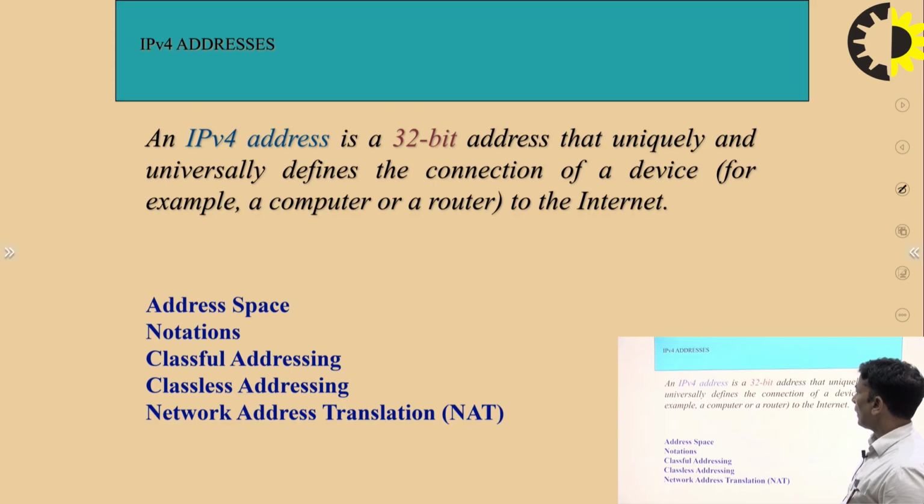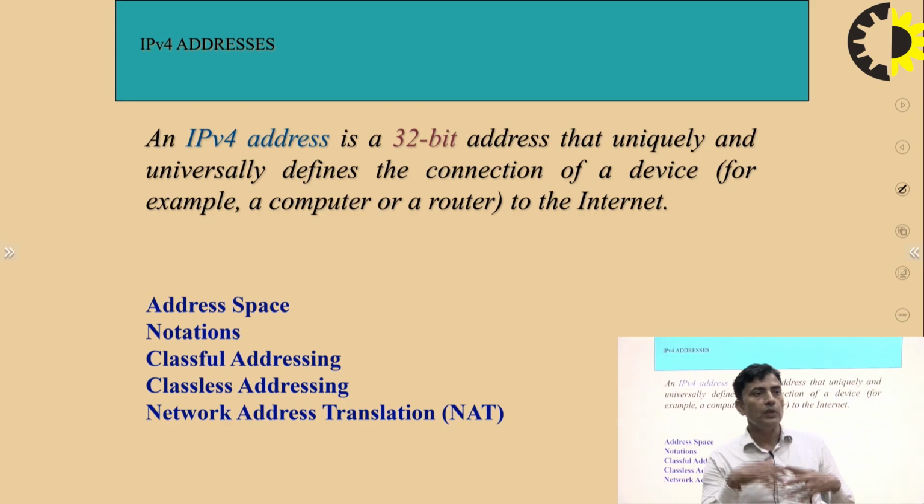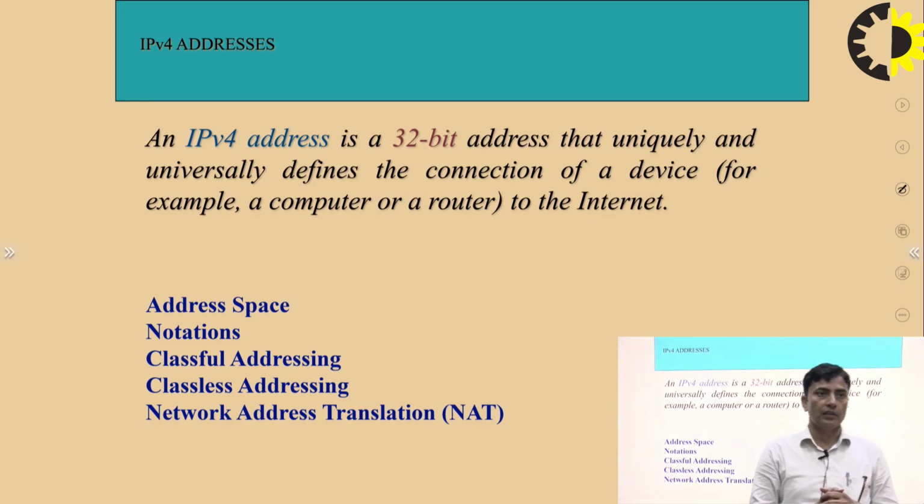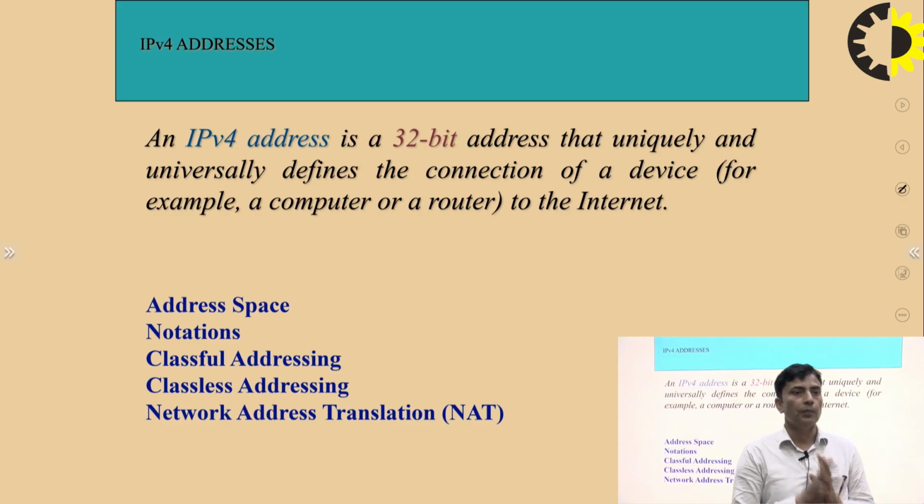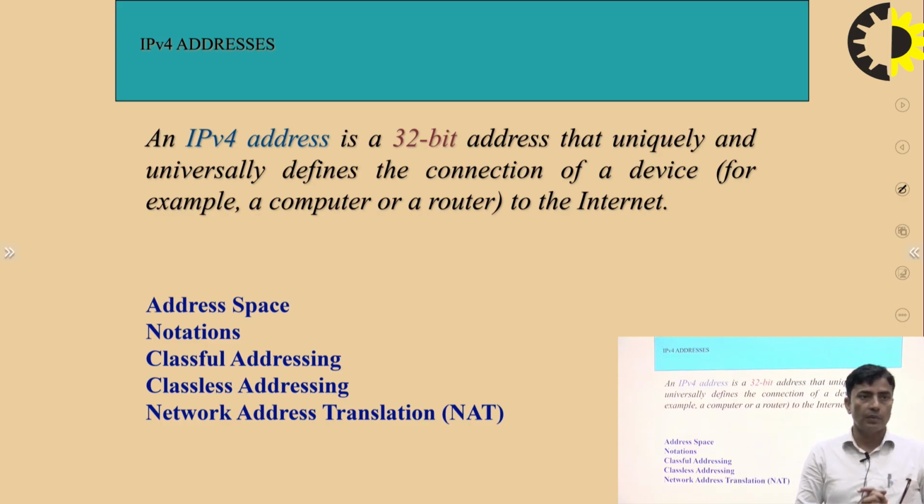So an IPv4 address is basically a 32-bit address that uniquely and universally defines the connection of a device to the internet. For example, a computer may be there, or a router, or a bridge.